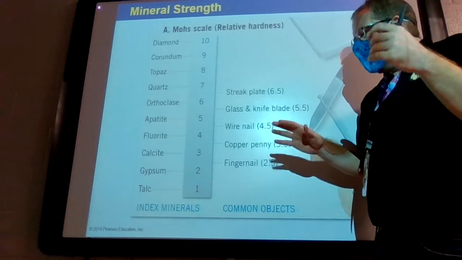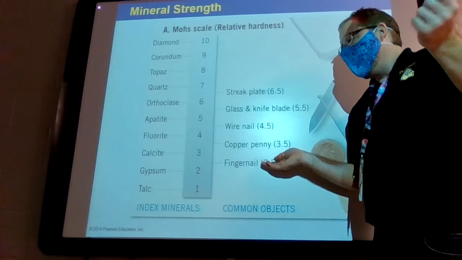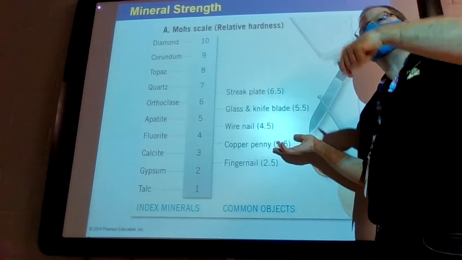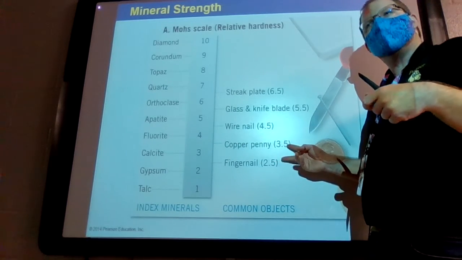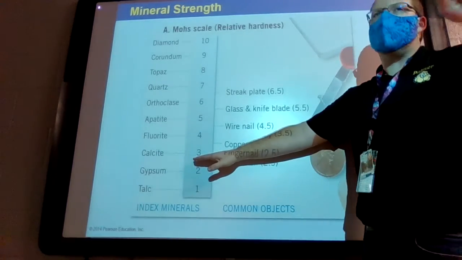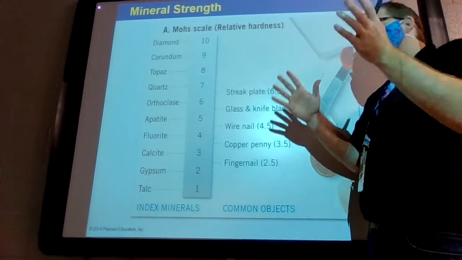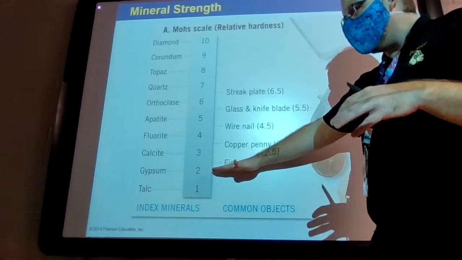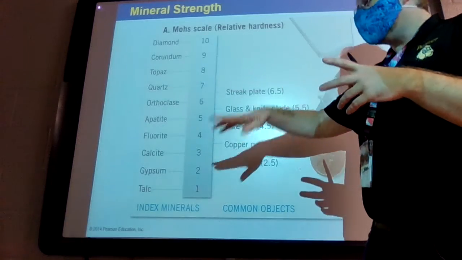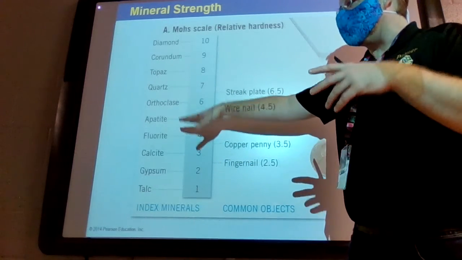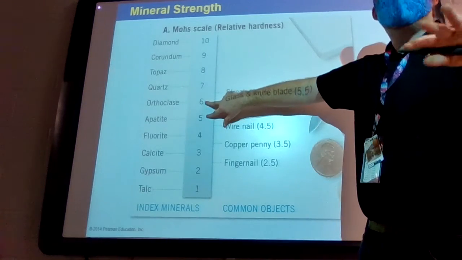But basically, if I scratch something and my fingernail doesn't scratch it, but then I get the penny and the penny does scratch it and leaves a mark on it, then I know it's somewhere in between 2.5 and 3.5. Calcite's not going to be the only thing that falls in that range, but that really helps me narrow things down. So that's what you're wanting to do. You're wanting to start low and go up with your tools or with other minerals and see, does this scratch it? Does that scratch it? Does this scratch it? No. But does this scratch it? Yes. Okay. I know it's in between a 5 and a 6.